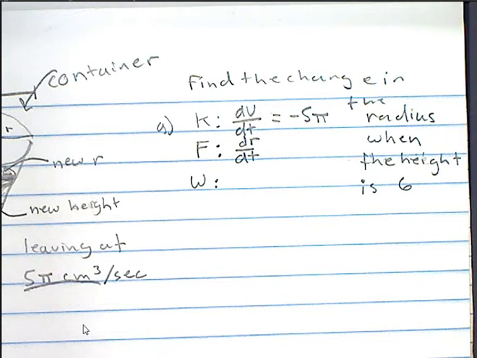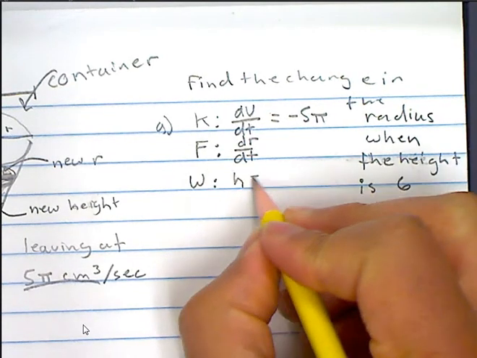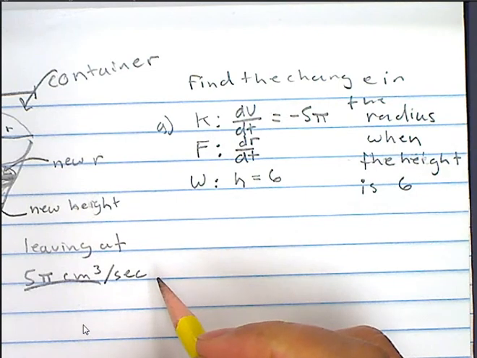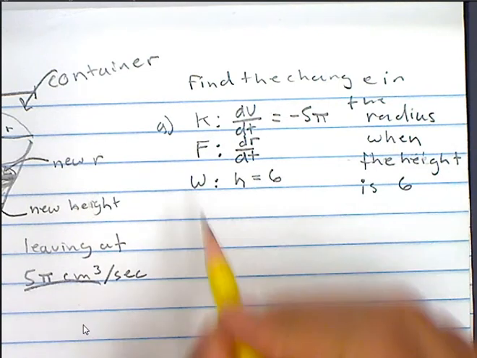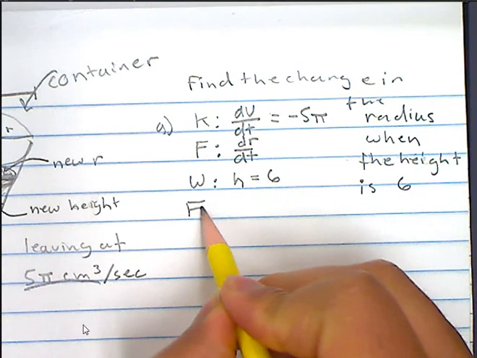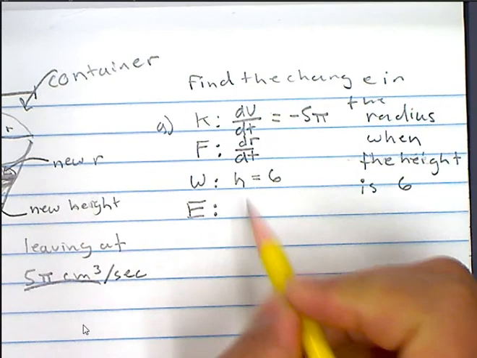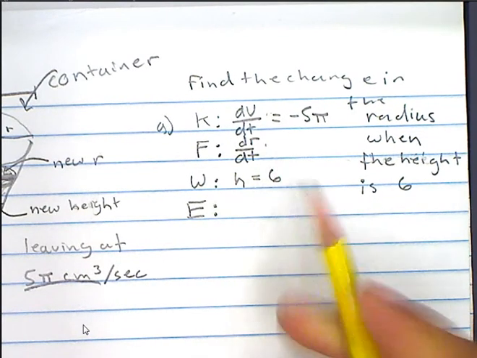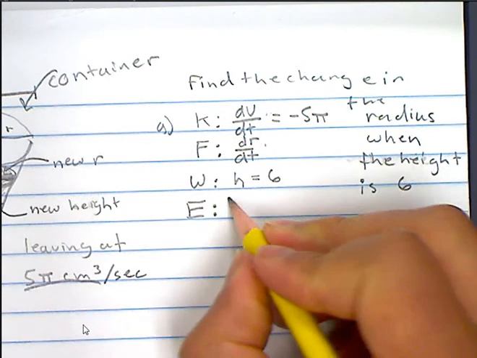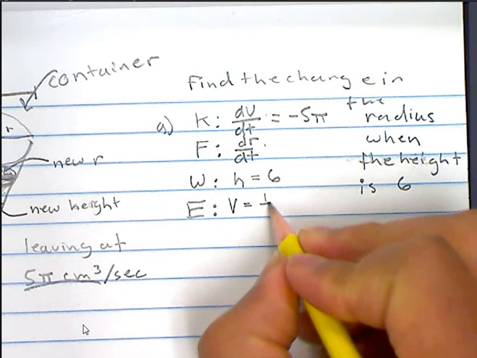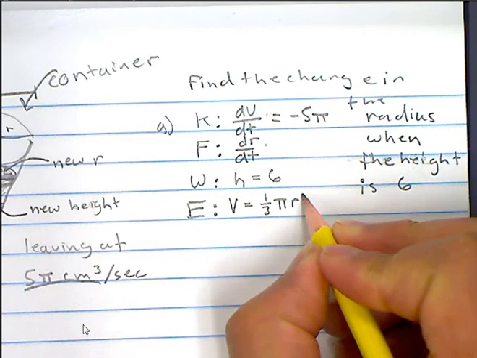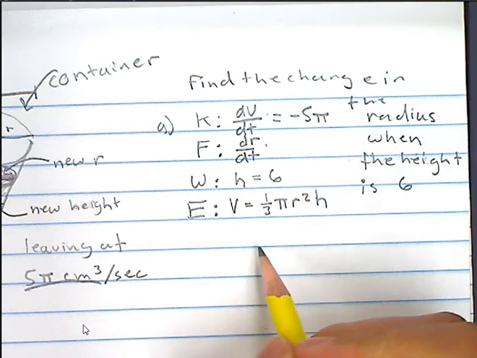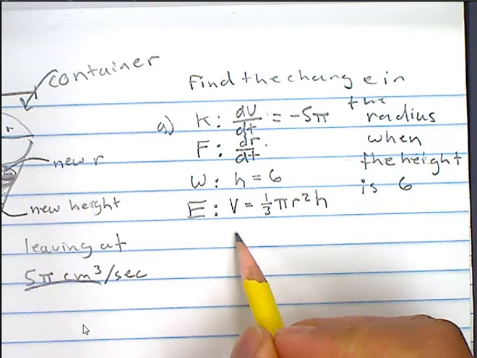Okay, so we want to find the change in the radius when the height is 6. I just made that up because you can find the change in the radius whenever. That doesn't matter. So what equation am I going to use? I know the change in the volume, and I need to find the change in the radius. Well, let's use the volume equation. So the volume is equal to 1/3 pi r squared times your height. That's the volume of a circular cone.